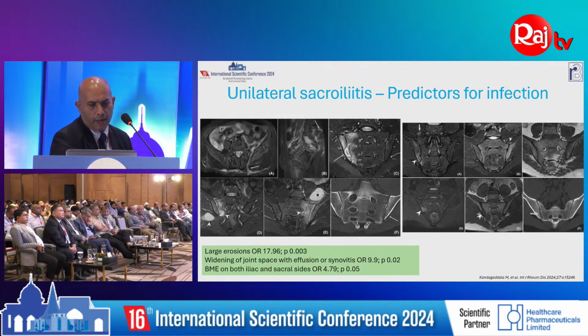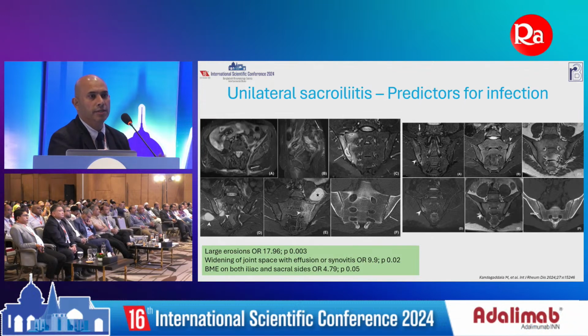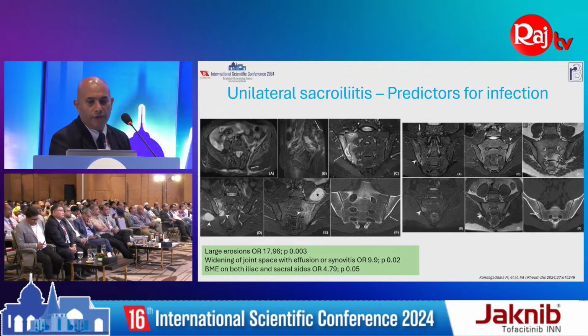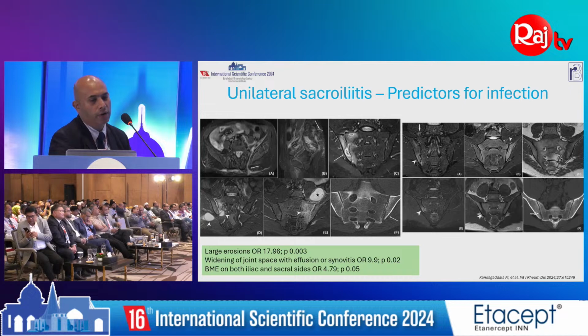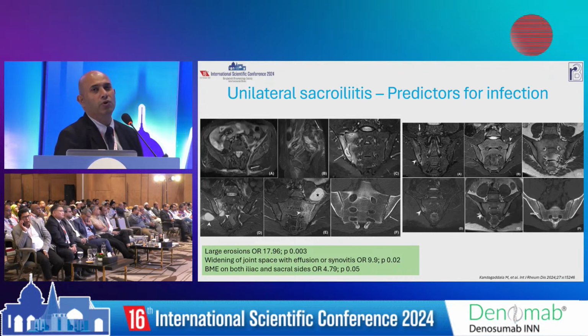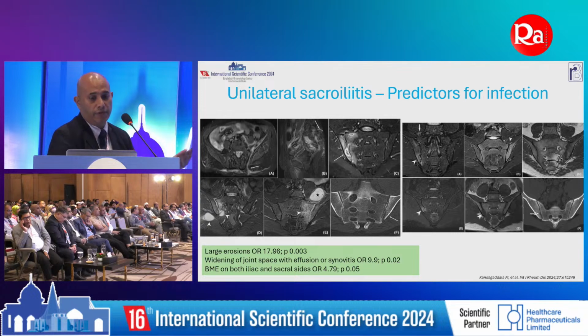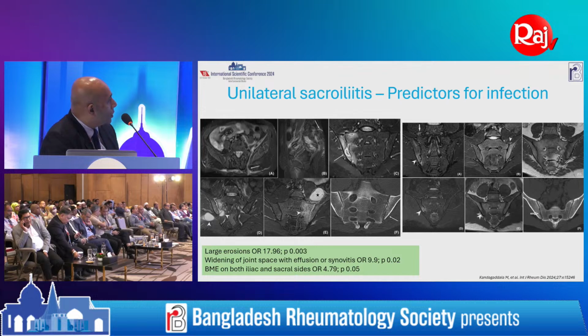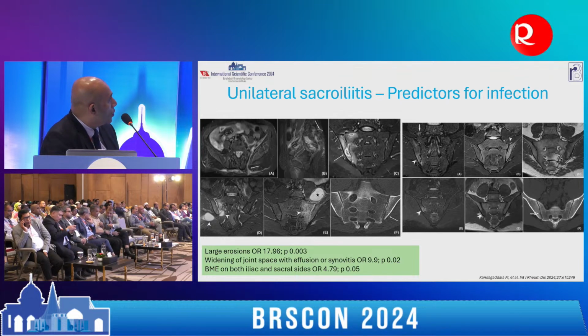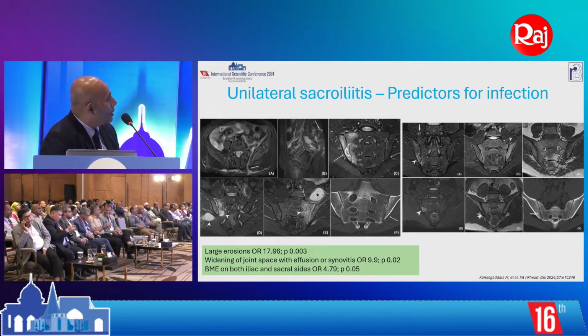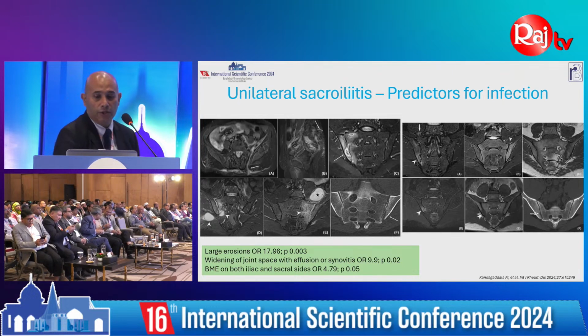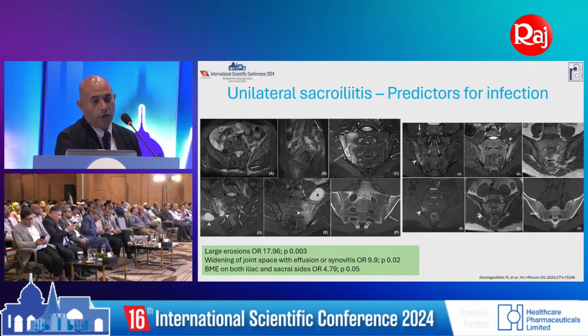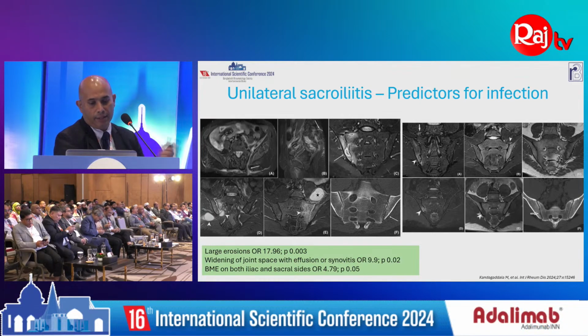This is actually work done in my institute where we looked at unilateral sacroiliitis, because this is very common in this part of the world because we have a lot of infections. And we figured out that large erosions had odds of close to about 18 for an infective etiology. So the one on the left is all infective images, so you can see the collections over here. This is an abscess over here, and these are unilateral SI joint involvement in axSpA. So a large erosion, widening of joint space with effusion, and BME on both iliac and sacral side are more for infective.